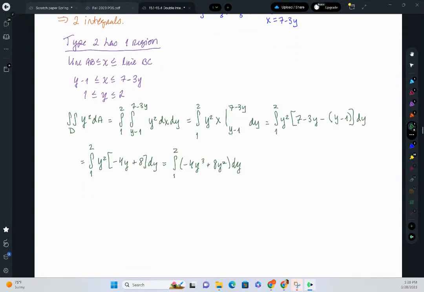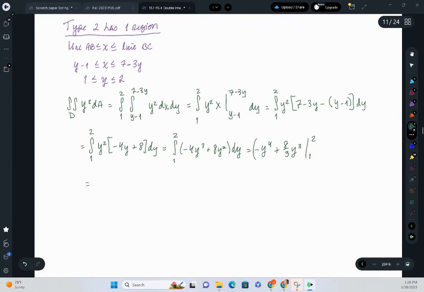Okay, now I can integrate with respect to y. The first one gives me negative 4 over 4, which simplifies to a negative 1, y to the 4th. And then the second one, 8y squared, becomes plus 8 over 3 y cubed. This all gets evaluated from 1 to 2. So I'll write that out. We have negative 2 to the 4th plus 8 thirds, 2 cubed. That's my first evaluation, minus my second one. I get minus 1 to the 4th plus 8 thirds, 1 cubed.